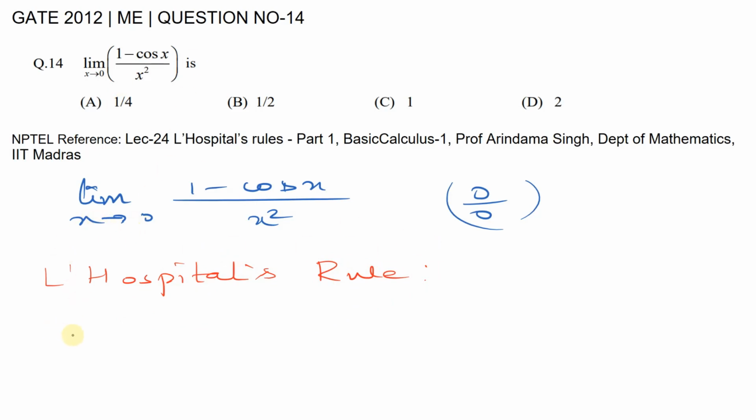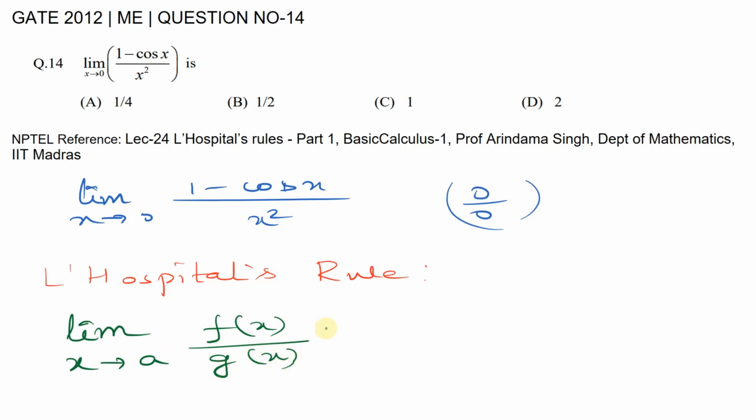So suppose we have a limit x tends to, let's say, a, of an indeterminate function f of x upon g of x. Now if this complete function f of x upon g of x is of the form 0 upon 0 or infinity upon infinity, we can use L'Hopital's rule.